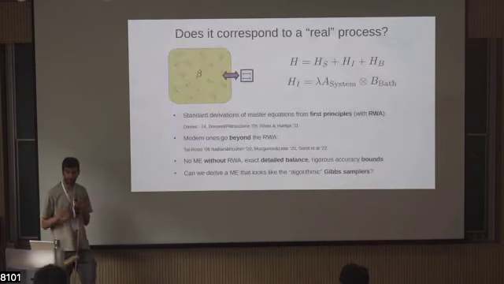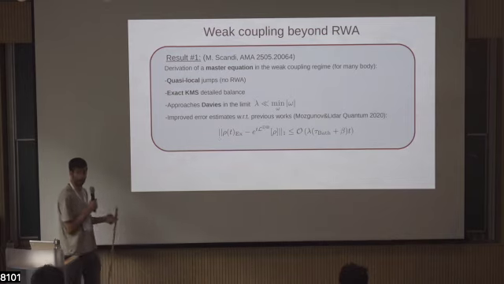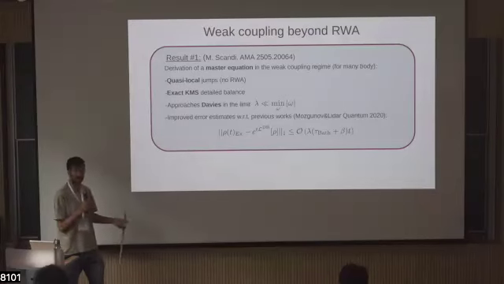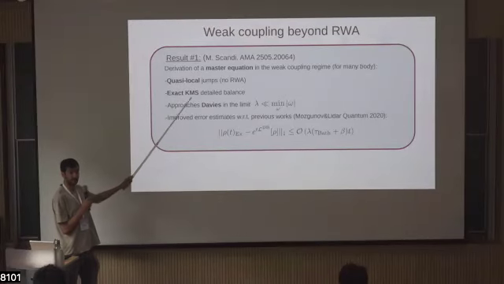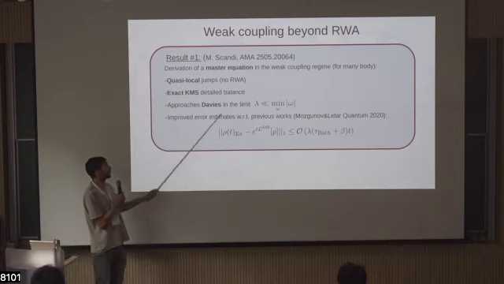So Matteo worked on this for quite a few months, and in the end managed to crack the code, I guess. So what we can do is derive, again from first principles, a master equation which has the following properties. It has quasi-local jump operators, so it does not rely on the rotating wave approximation. It has exact KMS detailed balance within the approximations that we take. Also, it approaches the Davies one in the limit. So if you're in this setting where you can take the rotating wave approximation, you still recover this. And also we have some rigorous error estimates.